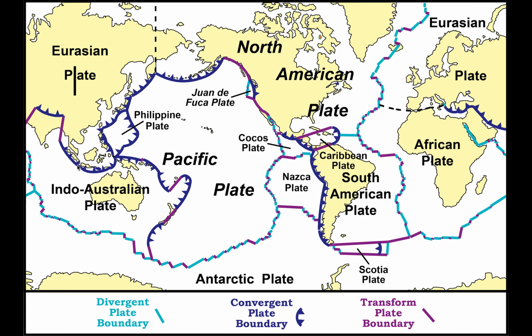So the lithosphere for the Australian plate is continental, whereas this Pacific plate here is oceanic. Now the surrounding plates are the Eurasian plate, Pacific plate, and the Antarctic plate.